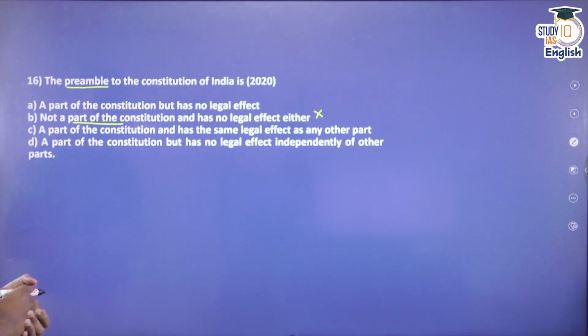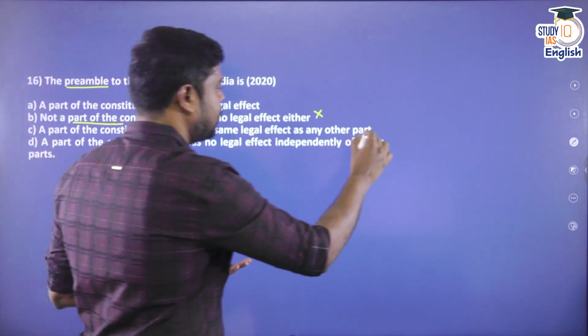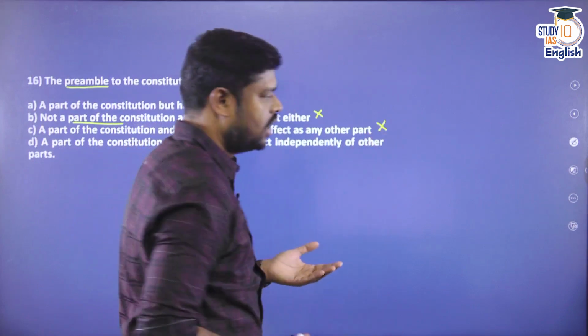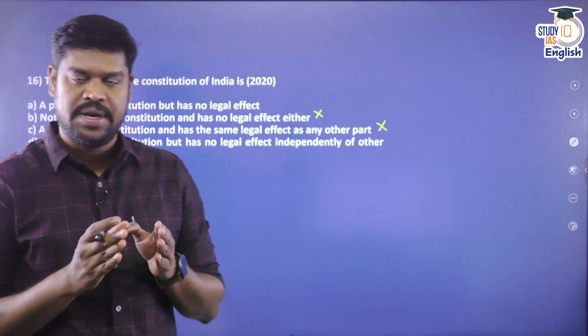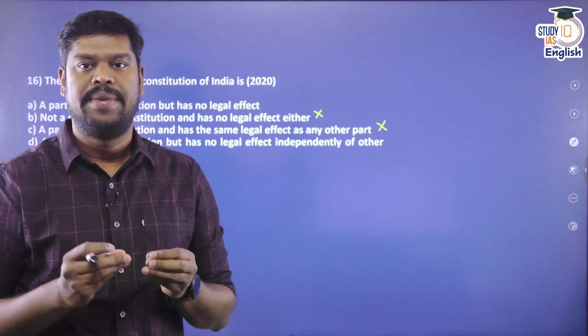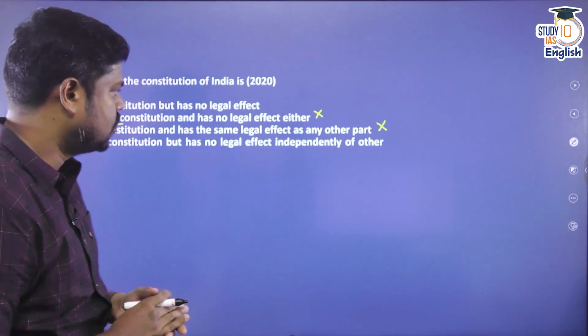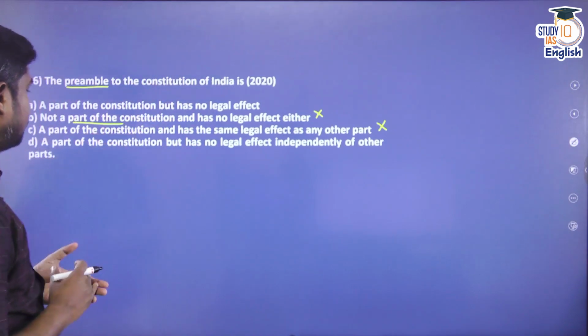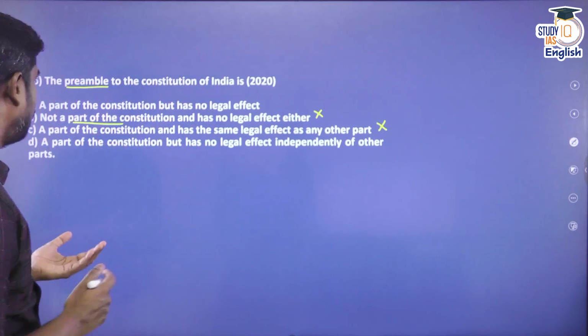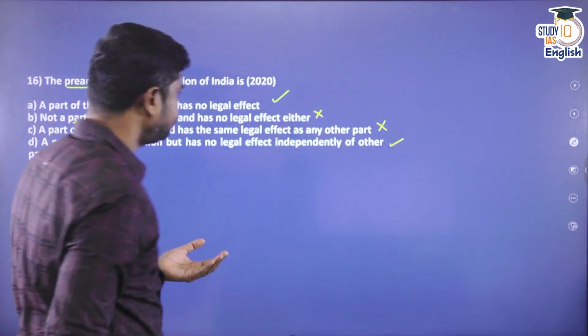Statement C, part of the Constitution but has the same legal effect as that of any of the other parts. This is also not true, because you know that the preamble is an integral part of the Constitution, but the preamble is not justiciable. The preamble per se cannot be enforced in a court of law. So, this statement is also wrong. These two things are very clear, but the confusion could be between statement A and statement D.